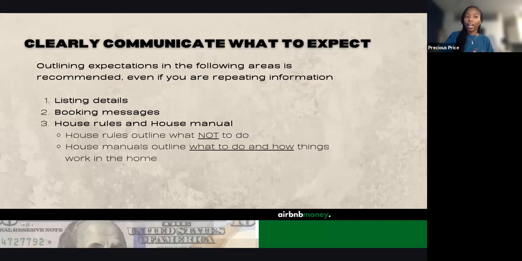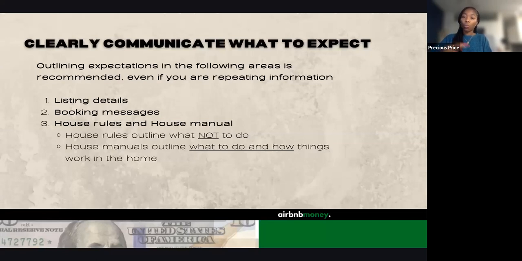So we want to outline expectations in a number of different places. That first place is going to be your listing details. This is why I tell you all to fill out every single box or field that they have. Other things to note: how can you get around? What can you expect? Here are the little kinks that are a part of our apartment unit or our home that you can expect. Note that information within the listing details.